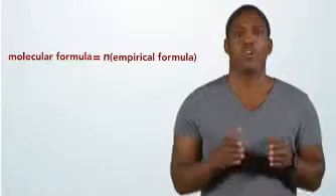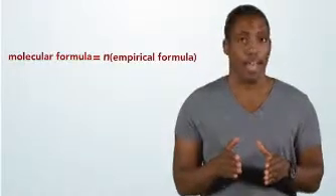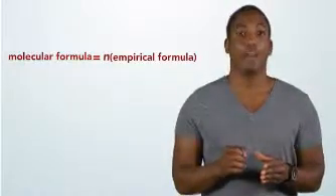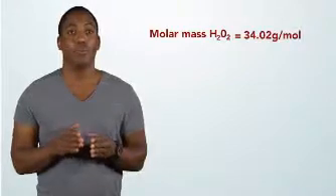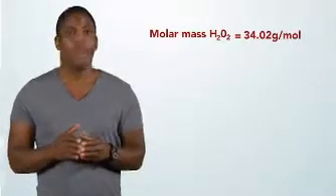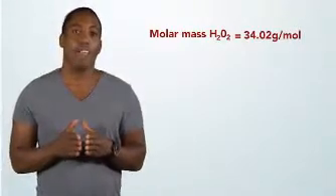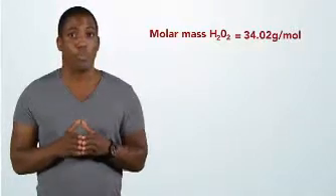Now that we have the empirical formula, how do we get to the molecular formula? We need to find the whole number N that, when multiplied by the empirical formula, gives us the molecular formula. We'll use molar mass again, only this time it's the experimentally determined molar mass of hydrogen peroxide, 34.02 grams per mole. We also need to calculate the mass of 1 mole of empirical formula units.